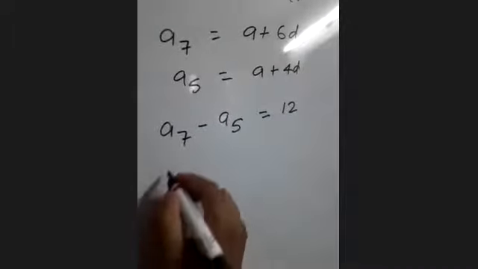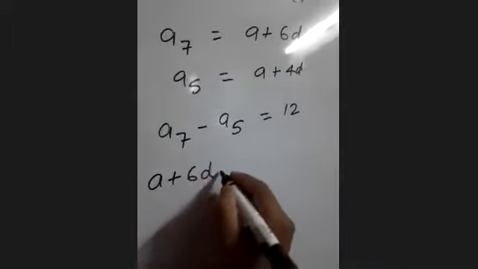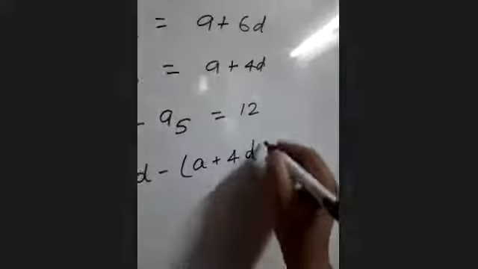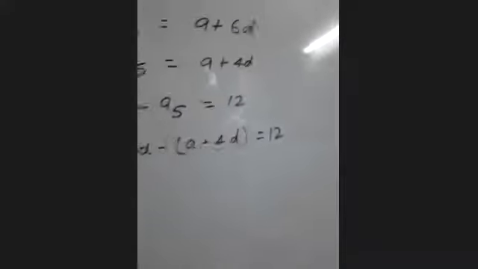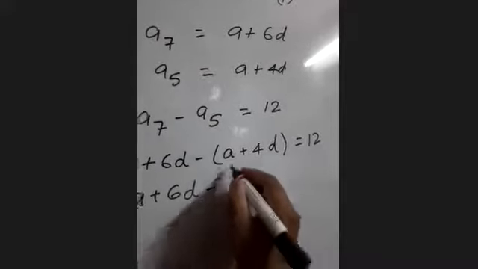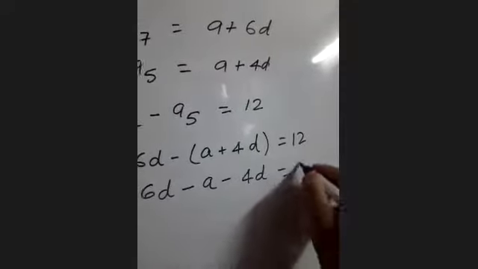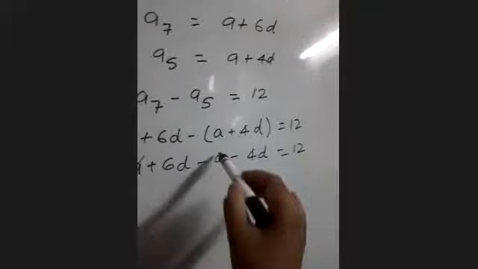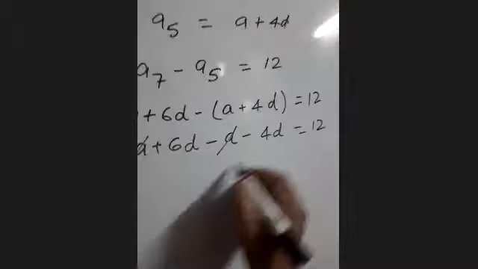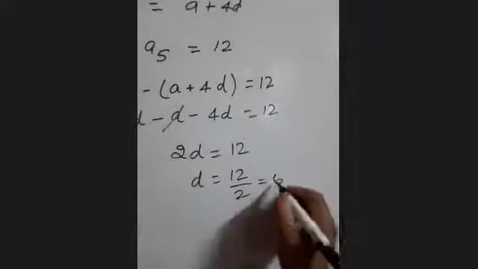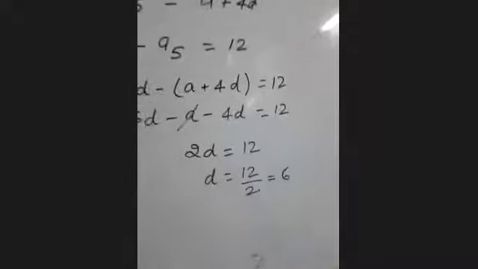Now I am putting these terms in the equation. A7 is a plus 6d, minus A5, which is a plus 4d, equals 12. Now simplify the equation. a plus 6d, minus a, minus 4d equals 12. Now a will be subtracted. We have 6d minus 4d, which is 2d equals 12, and the value of d equals 12 upon 2, which is 6. So we have the common difference as 6.